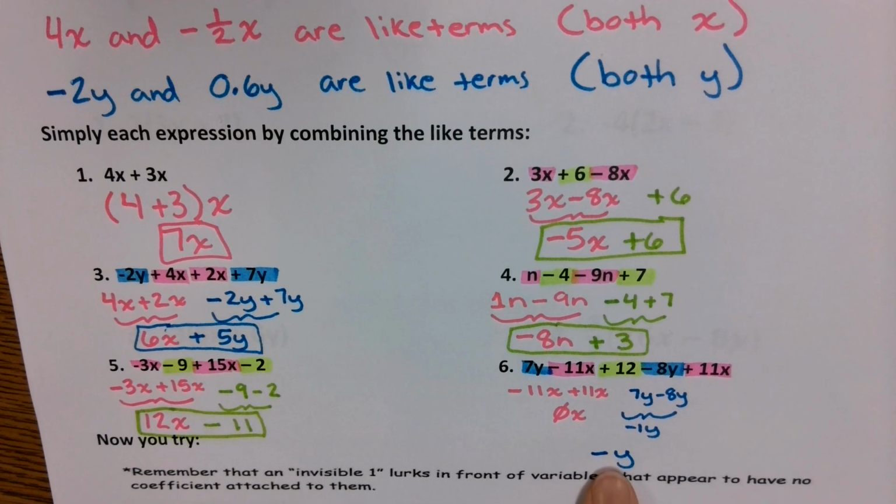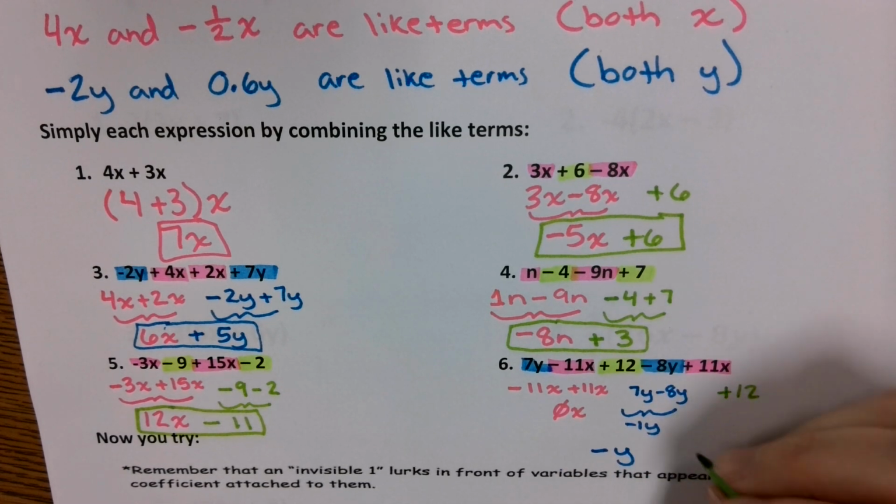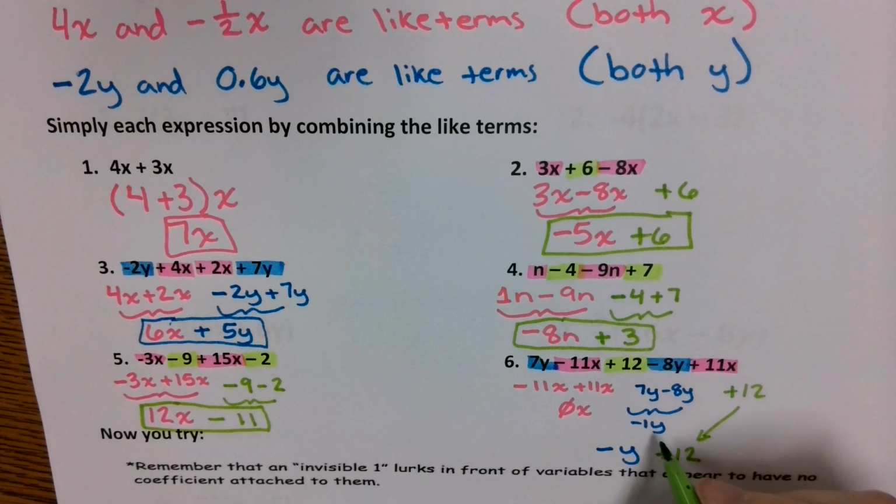Majority of the time, you're going to see this. Negative y. Just negative y. You're not going to see negative 1y. Okay? Now, at the very end, we still had our plus 12, right? Plus 12 is all by its lonesome. Negative y. Still has to go up. Yep, negative y plus 12. That will be our final answer.